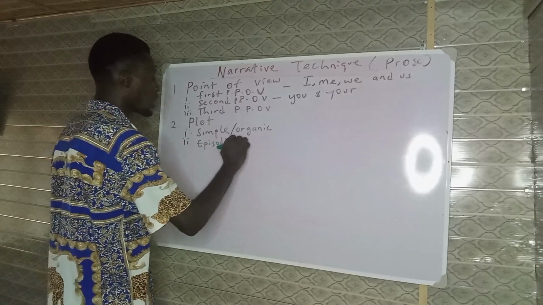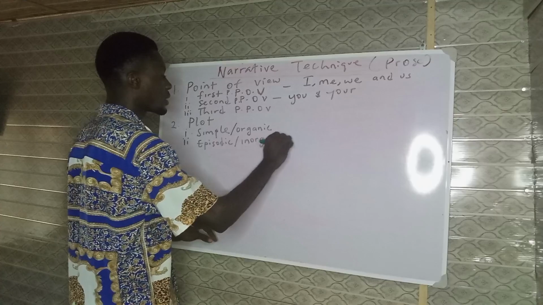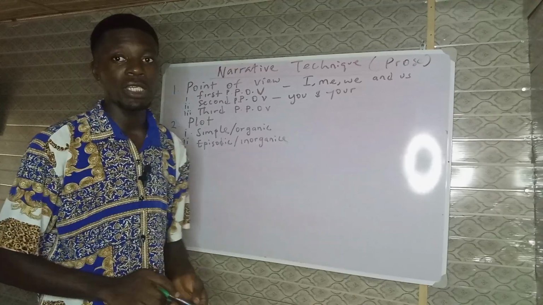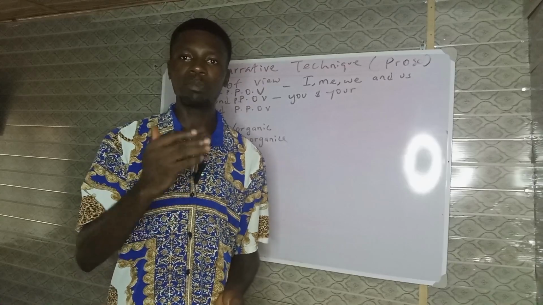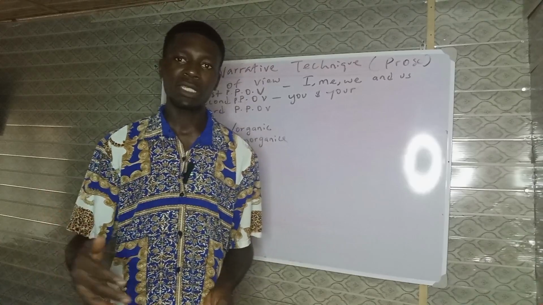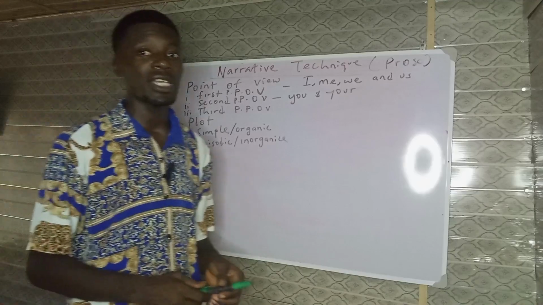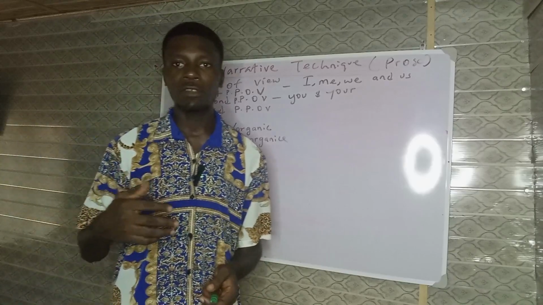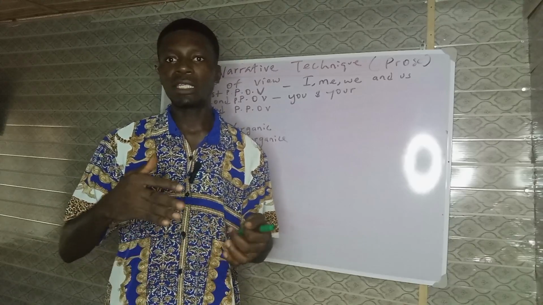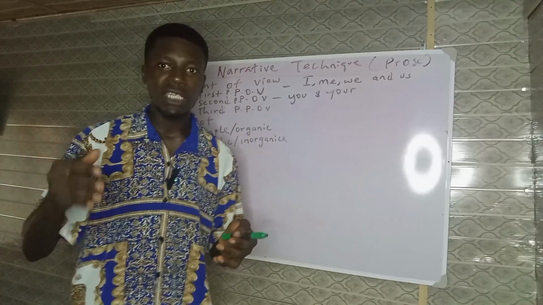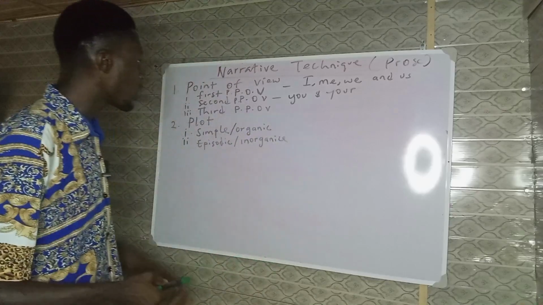the episodic plots, and the inorganic plots. Right? It's simple because it follows a simple format: beginning, middle, end, right? It's a simple plot. But in the episodic or inorganic plots, what you find is that the narrative has subplots. So a story is told, but in the story are other smaller stories. So we call that an episodic or inorganic plot.